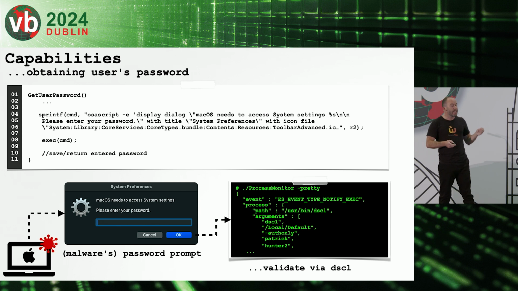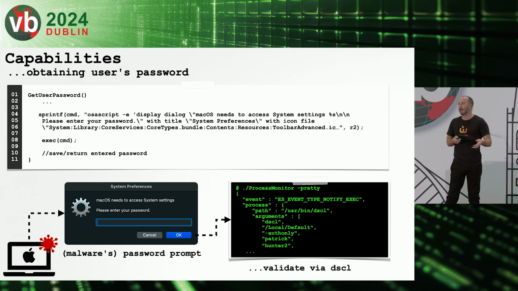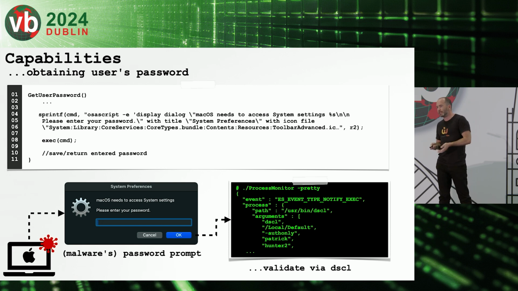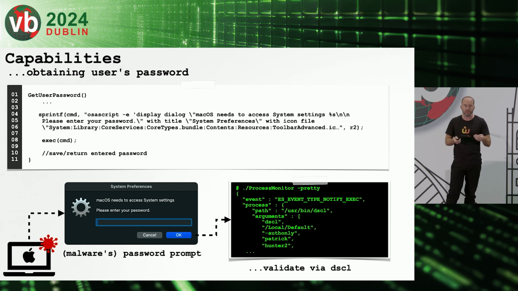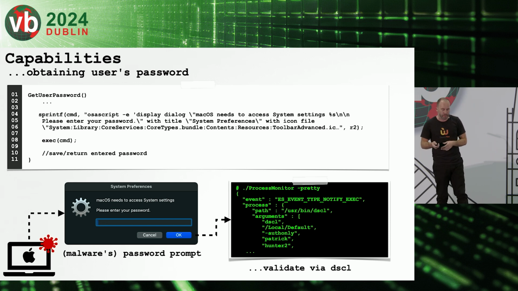One interesting thing, to validate the password, they then invoke macOS's DSCL utility, which can tell you if a username and password combo are valid. So again, in our trusty process monitor, we can see the malware executing that to validate that the password the user entered into this fake prompt is indeed the accurate or correct one.